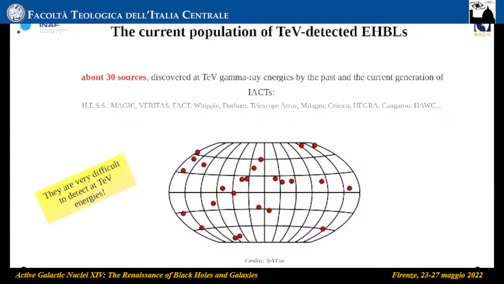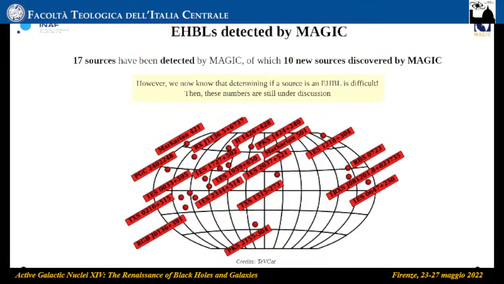Concerning extreme blazars detected in this band, among these 250 sources, we know at least more or less 30 sources. You may think that there are not many sources, but actually they are, because it's very difficult to identify them and also to find new sources in this energy band. So these 30 sources have been discovered with a lot of instruments, especially the first three that are H.E.S.S., MAGIC and VERITAS, the current generation of Cherenkov telescopes.